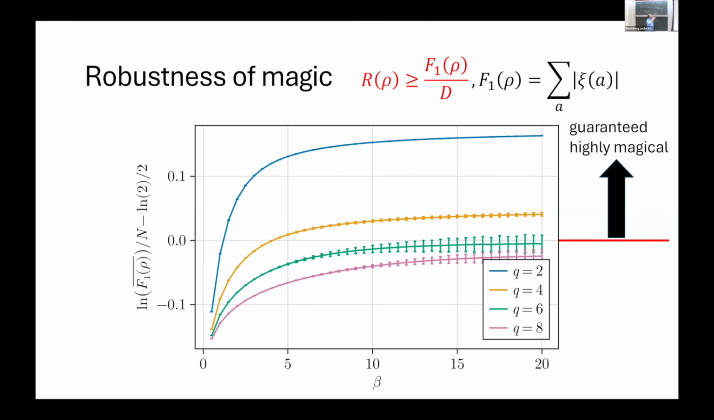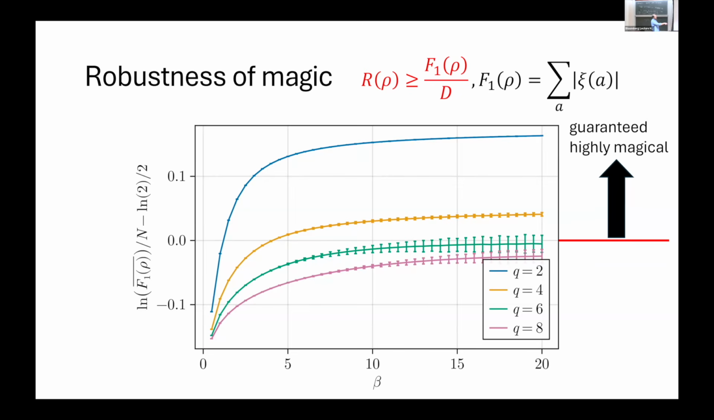Okay, we did a lot of work. What do we conclude? This is the robustness again. Really, it's the lower bound here. So F1 over D, what I'm plotting on the y-axis is the logarithm of that. This is as a function of beta. So high temperature, low temperature. This line is what we're discussing. So if this quantity F1 over D is bigger than this line, then it's guaranteed to be highly magical, right?